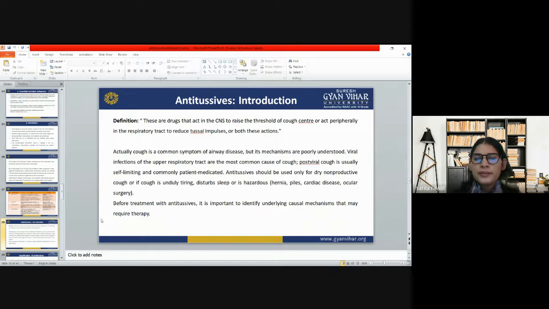Before treatment with an antitussive, it is important to identify the underlying cause and mechanism that may require therapy. So whenever we want to take any antitussive or expectorant or any drug for the treatment of coughing, we have to know the reason why the cough is happening. Which particular disease or condition the patient is suffering from, and according to that we choose the cough medicine.